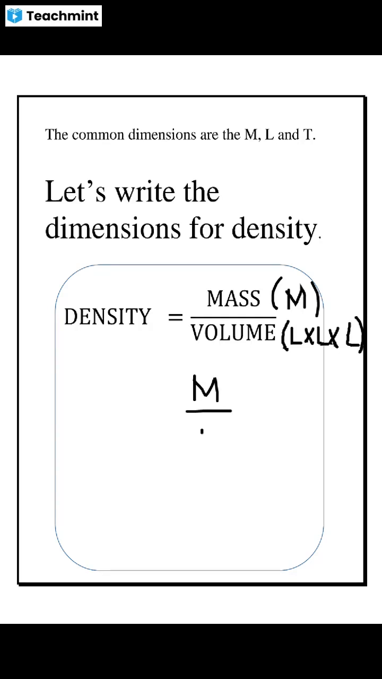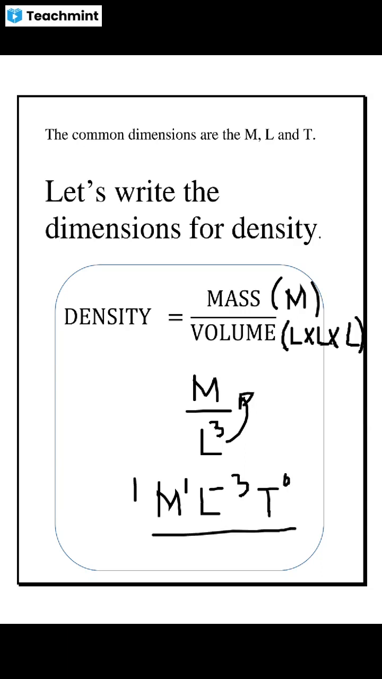So this is mass over length raised to power 3. We now write it this way. M raised to power 1. According to the law of indices, when we bring the L up, it becomes L raised to power -3. Then T. There's no T there, so we say T raised to power 0. So this is the dimension of density. We are going to continue from here in our next video. Thank you.